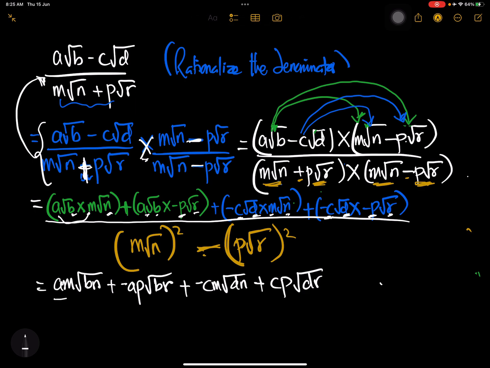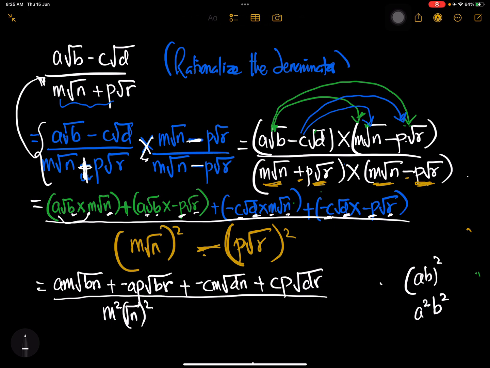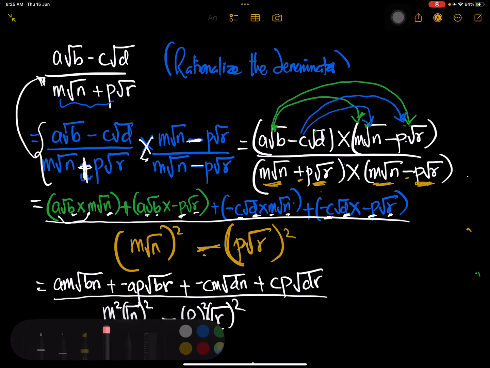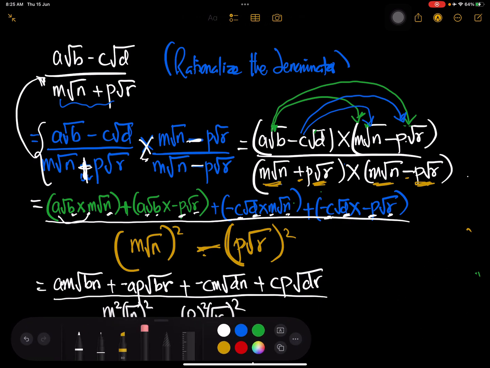And then we're going to get divided by m squared. Remember, if we have ab all squared, we said it's the same as a squared b squared. Remember from our indices video. So don't forget, we're going to apply it here. We're going to get m squared in the denominator. We're going to get m squared square root of n, also squared. Minus, we're going to get p squared square root of r, also squared. And then everything becomes smooth. Now, let's continue.